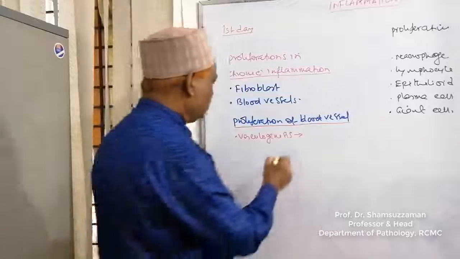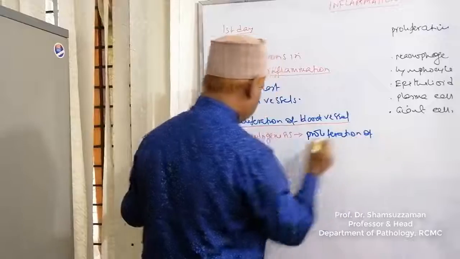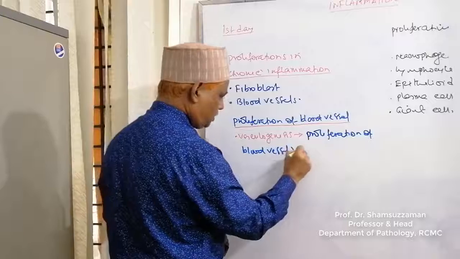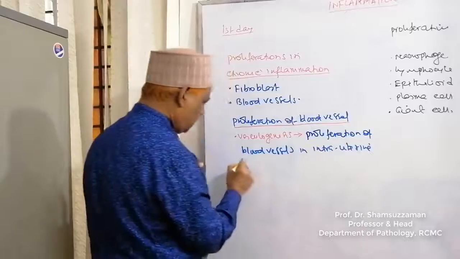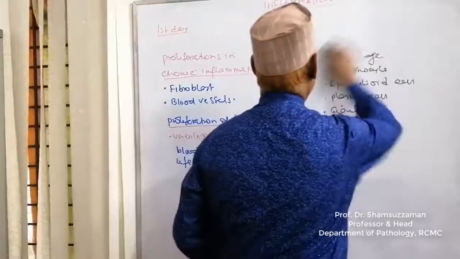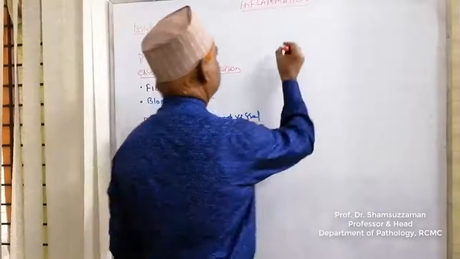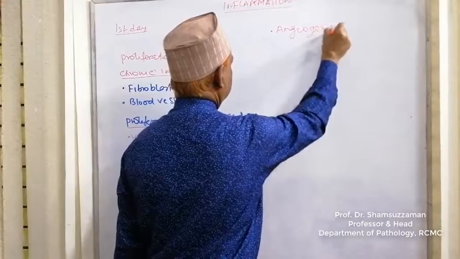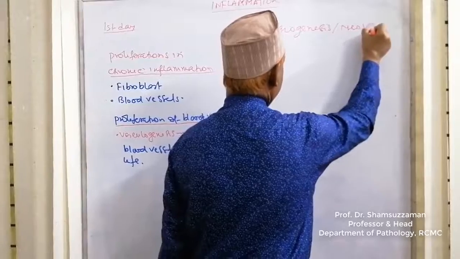What does it mean? Proliferation of blood vessels in intrauterine life is called vasculogenesis. Another term is angiogenesis, or neovascularization.